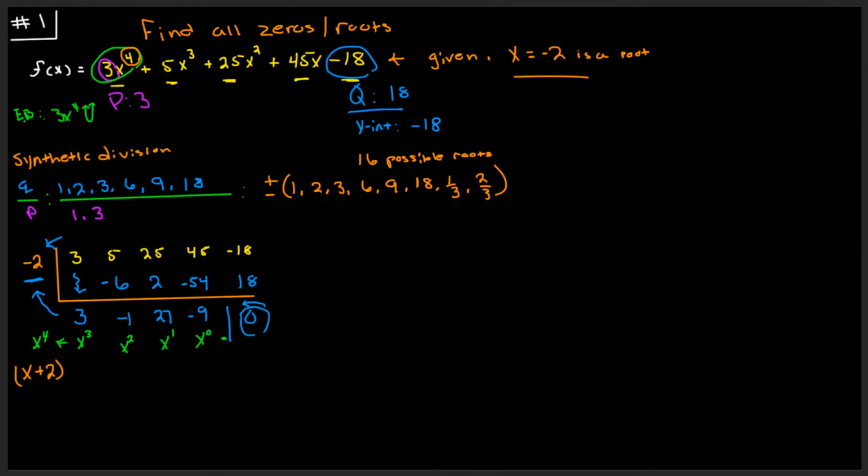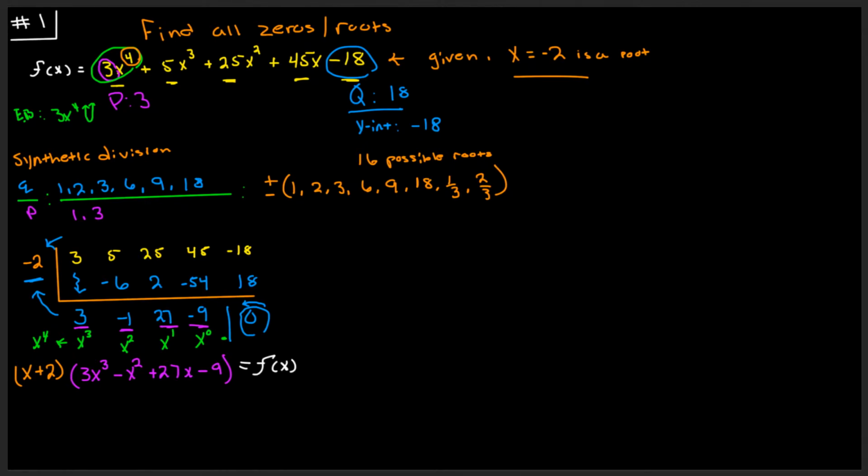So let's go ahead and bring down our new term. And we're using these numbers here. Don't forget, these are the coefficients of your terms. So we're going to have 3x to the power of 3 minus x squared plus 27x minus 9. And what we have here is our original. Don't forget that this is all f of x.